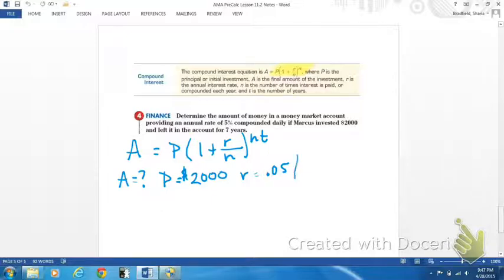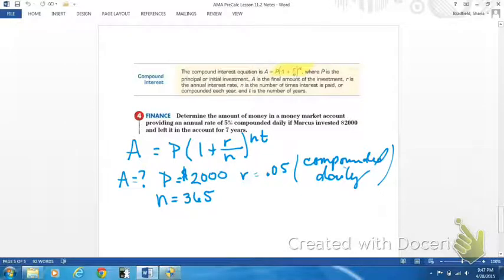And it's important to note that that's compounded daily. n is the number of times the interest is paid, and because it's compounded daily, there are 365 days in a year. Because we always think about that as in years. And then t is the number of years we do that, and for this one that's 7 years.